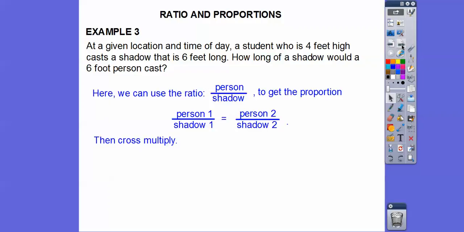All right, this one I'm going to use a proportion, you guys. The proportion is going to be made up of each ratio, person over its shadow. So person 1 over shadow 1 equals person 2 over shadow 2. Person 1 is 4 feet high with a 6 feet long shadow, so it's going to be 4 over 6. The second person, we're looking for the shadow, so that's x right here, and person 2 is 6 feet high, so it equals 6 over x, and then we cross multiply. So we get 9 feet. That shadow would be 9 feet.